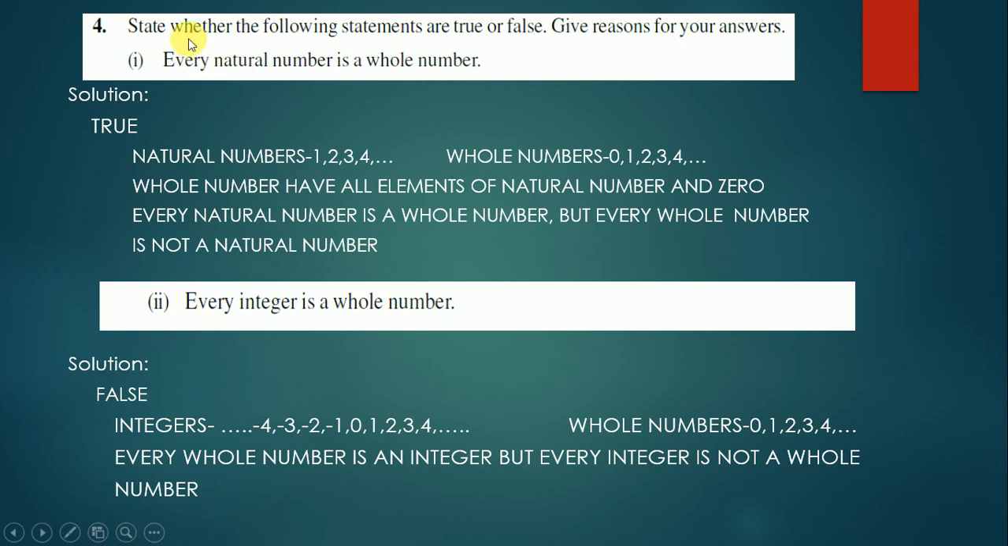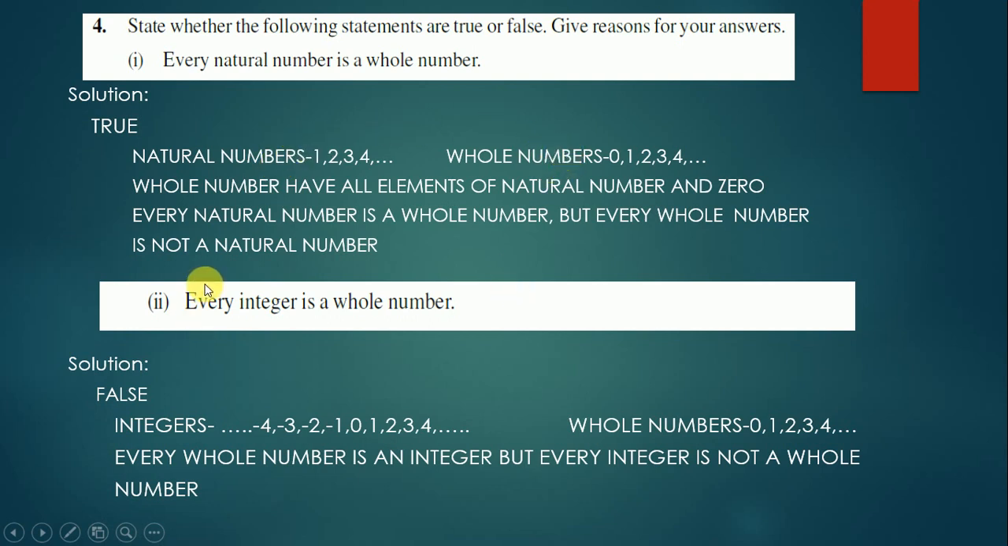If you are asked such a type of question, you have to write what numbers are included in this section. So natural number means 1, 2, 3, etc. Whole number means 0, 1, 2, 3, etc. Now check whether the natural numbers are included in the whole numbers. Yes, 1, 2, 3, 4 is here and 1, 2, 3, 4 is here. So we can say that the condition is true and every natural number is a whole number.